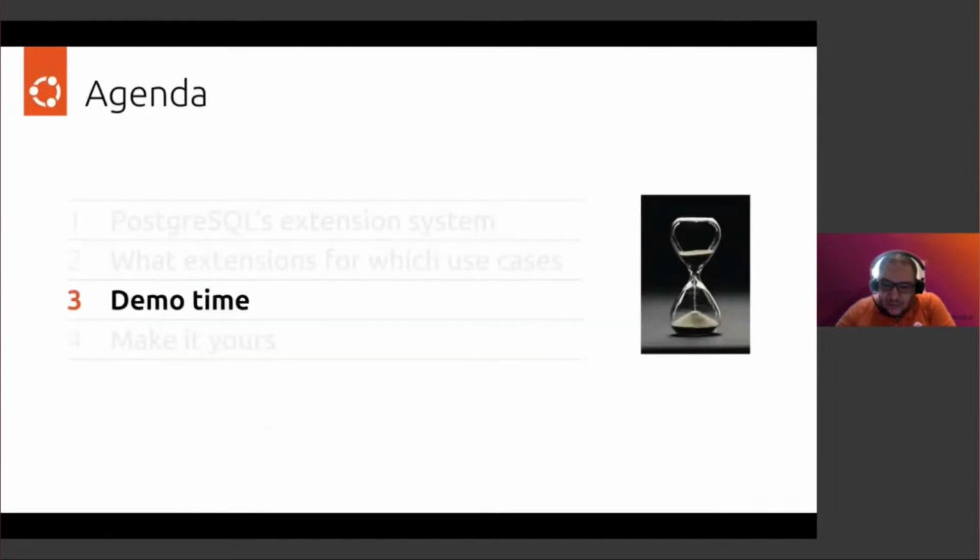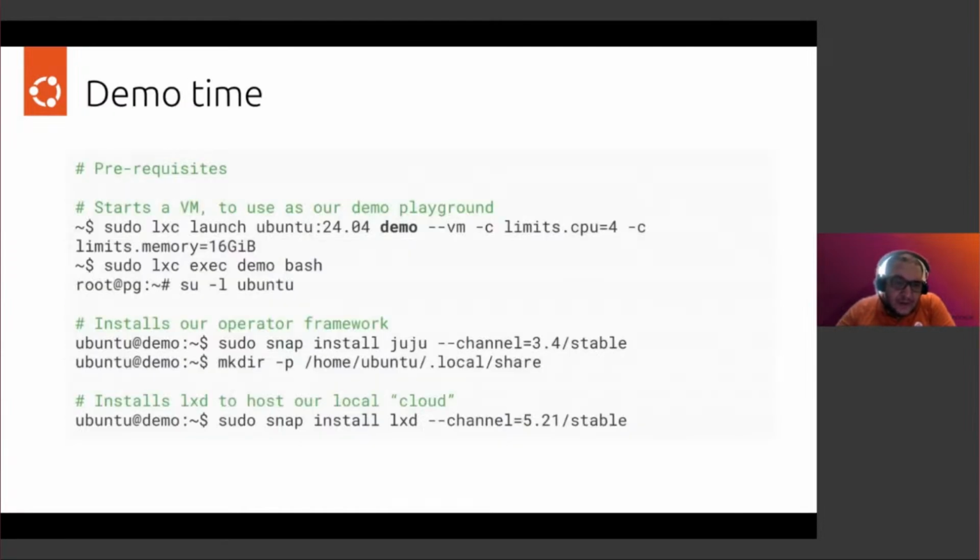And now we are going to show you how you can enable and benefit from the extensions the Canonical way. Here again, we are starting by showing the commands that you need to execute in order to have a playground that here we call demo. We start by installing our operator framework, which is Juju, using the sudo snap install command. And then we use LXD to be the backing cloud.